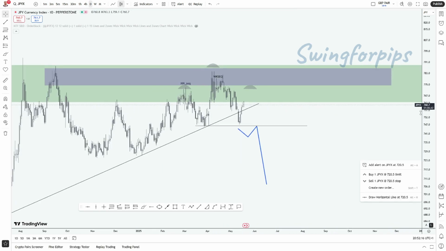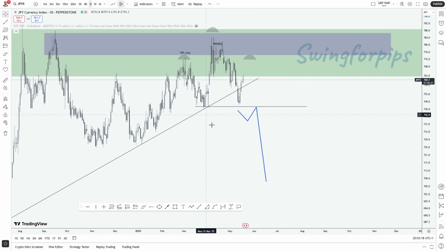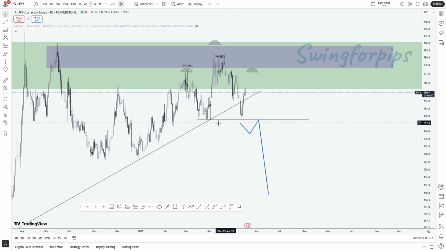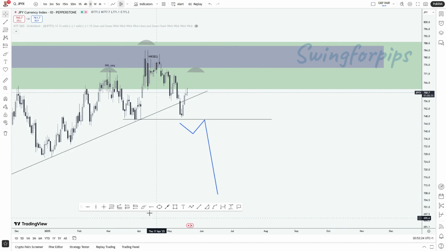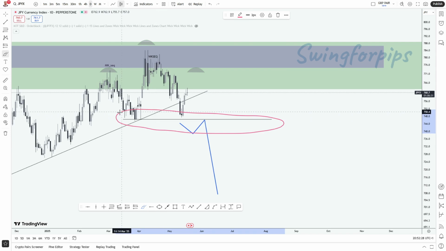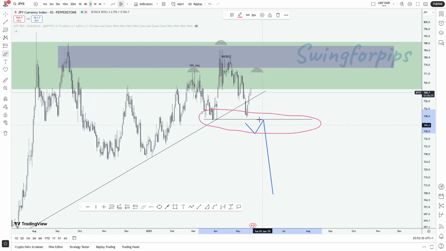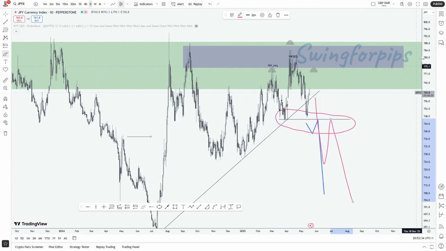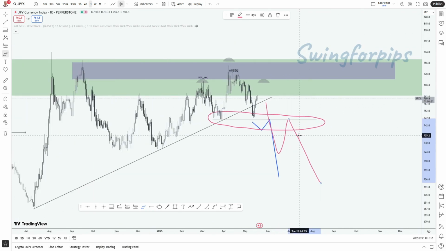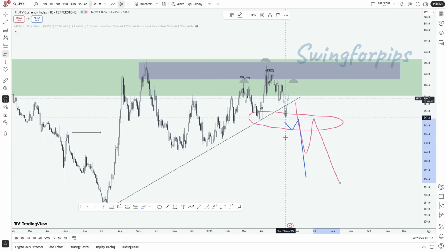What I expect this market to do is to come and realign with the weekly and the monthly. I expect the market to come and take out this zone right here before going to the downside. So I'm actually looking for bearish evidence right now. Even though the daily is bullish, I'm looking for bearish evidence to the downside on the daily.